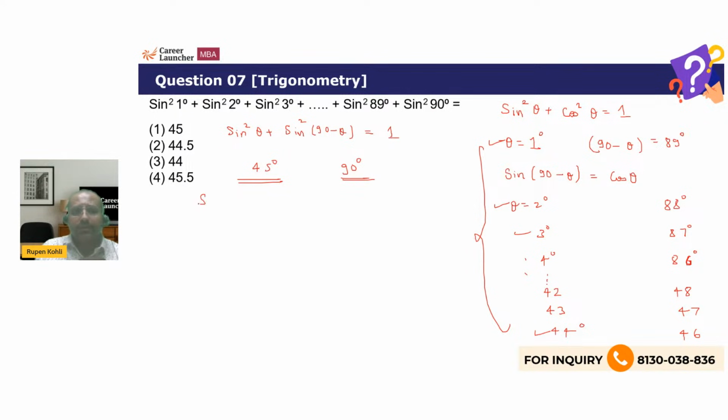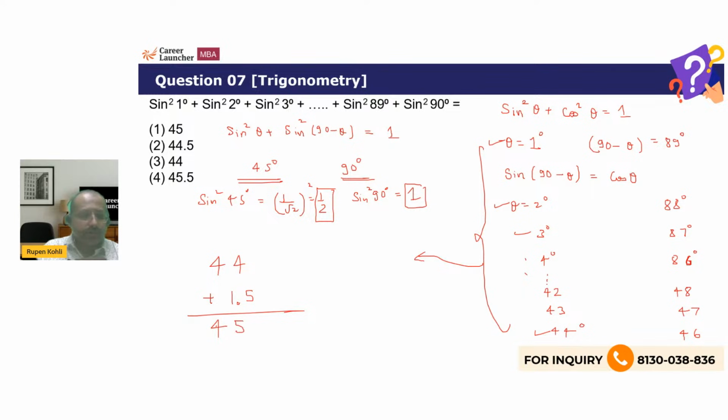So what is sine square 45 degrees? Sine 45 degrees is 1 by root 2, so this is 1 by root 2 the whole square, or half. And what is sine 90 degrees? 1. So 1 square is 1, so sine square 90 degrees is also 1. So these values you can see separately: 1 and half means 1.5. Besides that there are these 44 pairs, so their value comes to 44. Plus this half and plus 1, so plus 1.5 adds up to 45.5. Option number 4. Isn't it? So just a little bit of observation was required.